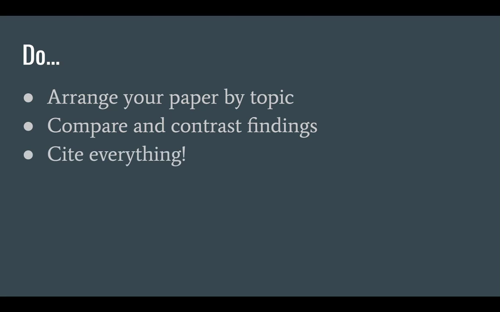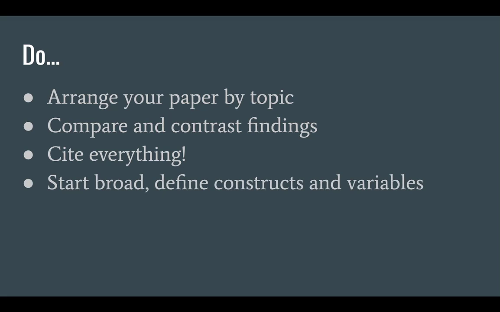Cite everything. Remember, APA needs a citation after every sentence that did not come from you. So when in doubt, throw a citation on it. And if there's a sentence that maybe came from multiple articles, cite every single one of them at the end. Okay? Cite everything. It's better to cite too much than not enough.